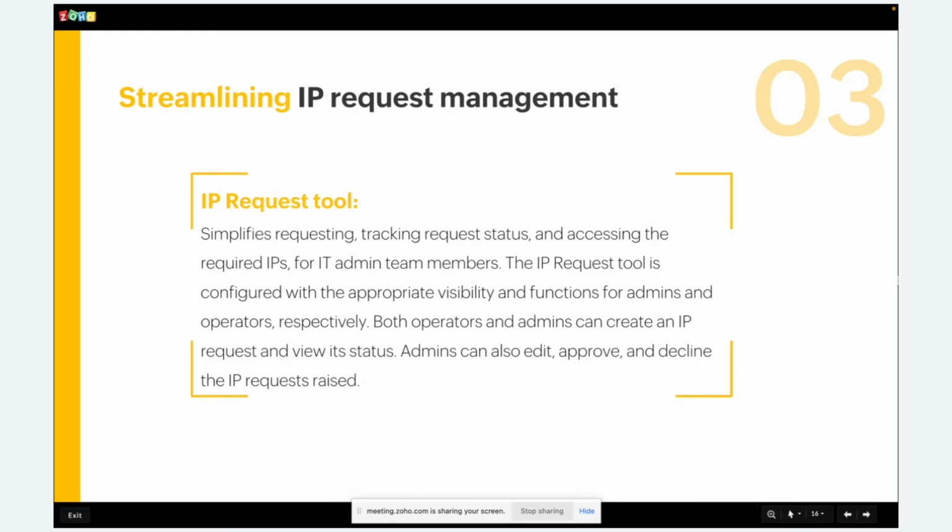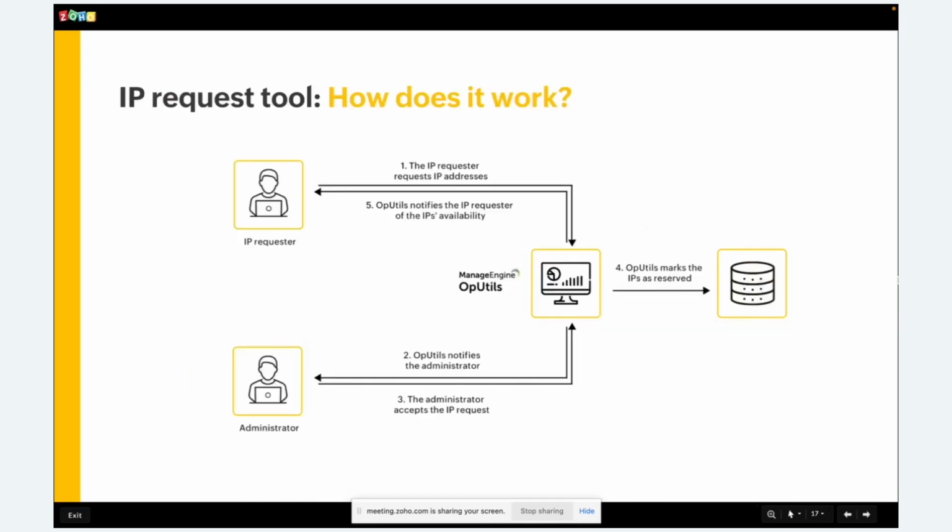He makes sure that your team gets the IPs they need. So this way, an IP request tool simplifies managing IP address space, by allocating IPs to the different people who are requesting IPs and tracking the request status. I think it'll be simpler if we have a look at this diagram that you see on screen.